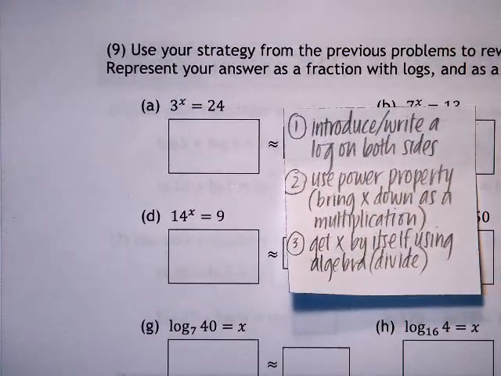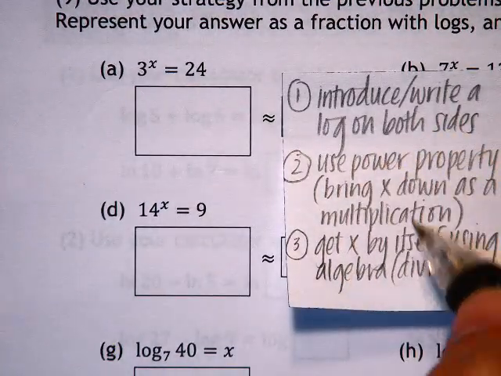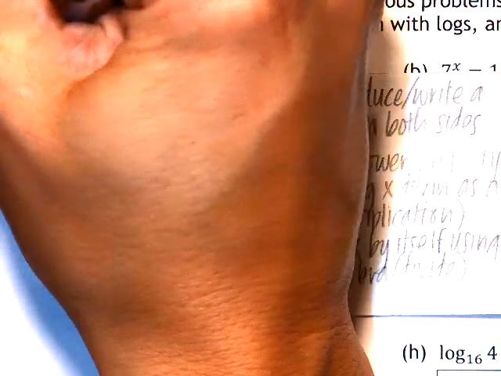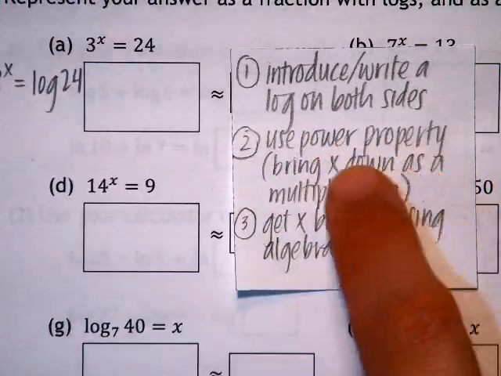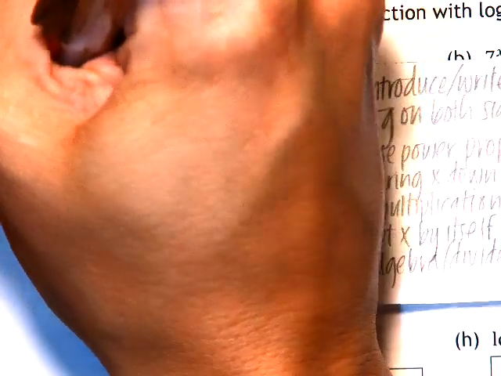So in question letter A, let's make sure that we follow the steps that we established in the previous set of examples. First, we're going to introduce or write a log on both sides of the problem. The problem is currently exponential, which is where I want to start. So I'm going to start by saying log of 3 to the x equals log of 24. Log on both sides. Wonderful. Now, second step, use the power property to bring x down as a multiplication so that x can come down to the front, and I'll have x times log 3 equals log 24 unchanged.